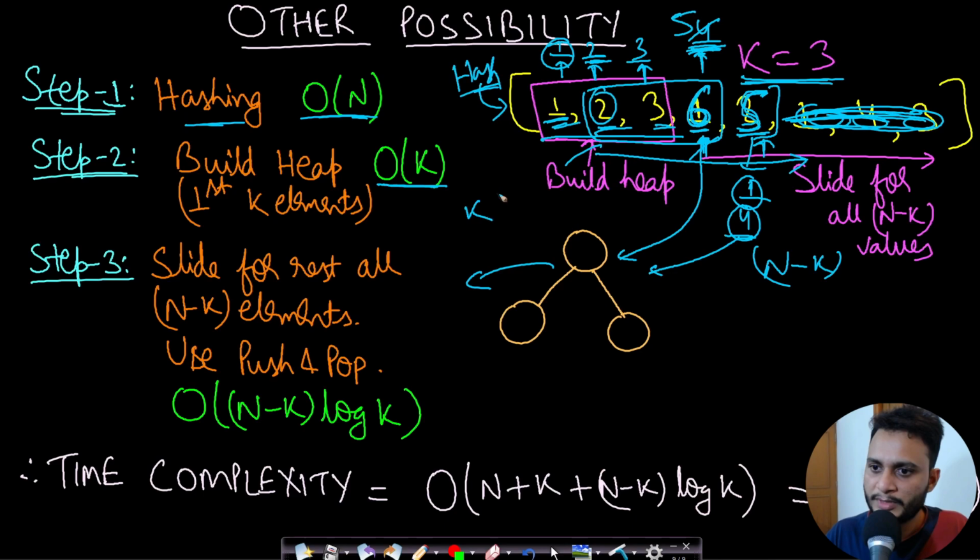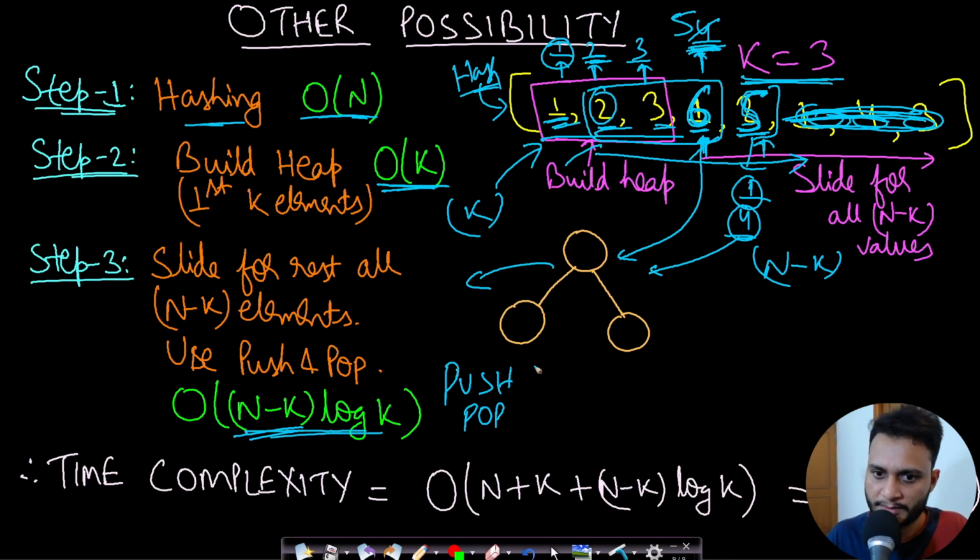Because for the first k elements we will apply build heap, so it will take just order of k time. And for the rest n minus k elements we will apply push as well as pop. This is the worst case scenario; we might not be required to apply push and pop, right? So the total time complexity will be n minus k log k in this case.